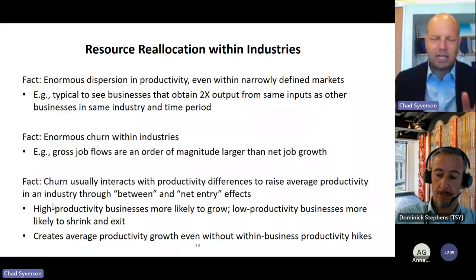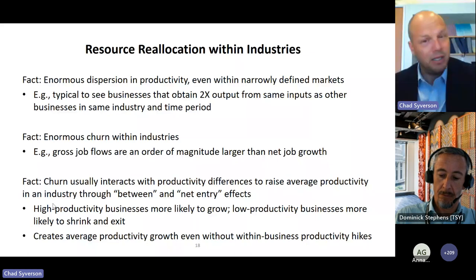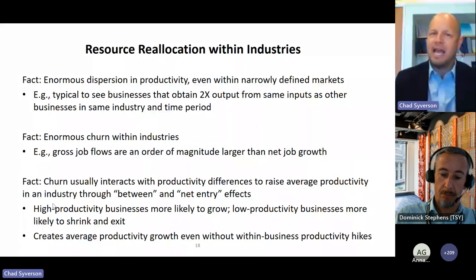So what you actually see, if you just count up the number of jobs created, as well as the number of jobs destroyed, is that the 200,000 net gain is really, on average, 6.1 million jobs created every month and 5.9 million jobs destroyed every month. Okay, so that net gain of 200,000, quite modest, is actually hiding gross flows that are an order of magnitude larger. Now that's for labor, but you see this for inputs and outputs all together.